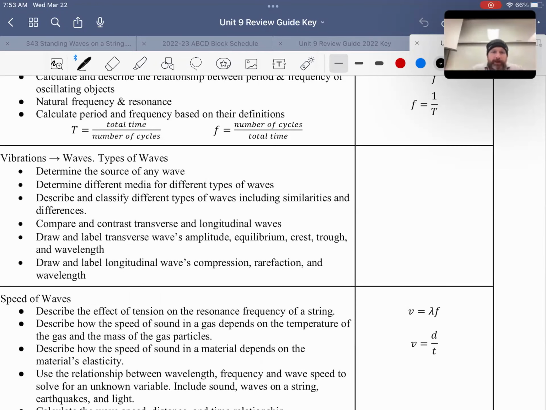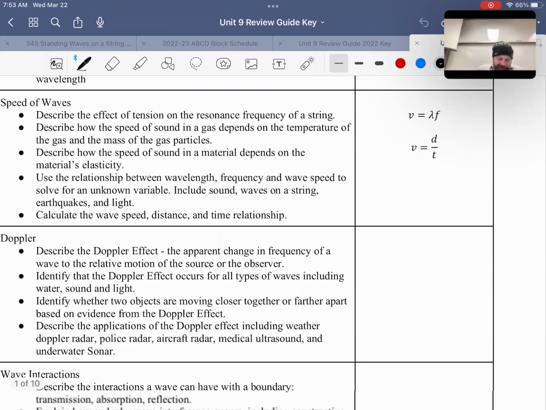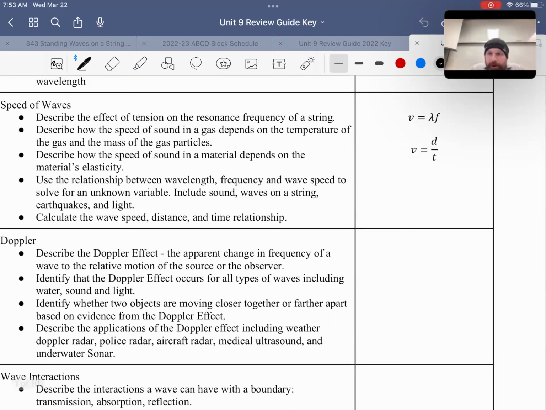And then we get to actual introduction to waves here. So make sure you can draw transverse and longitudinal waves, and you can label the different parts of those waves. And then next part of calculations, speed of wave. Make sure you can differentiate the idea of calculating velocity and speed of waves based off frequency, wavelength, distance, and time versus understanding what affects the speed of the wave.